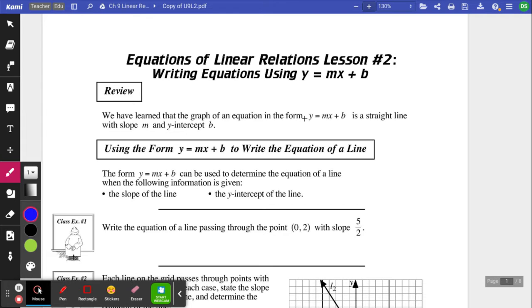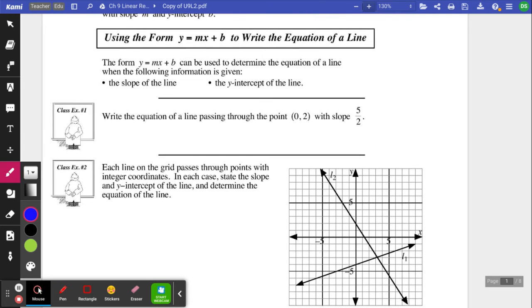Okay, here we go. This is a 5-minute lesson. We have learned that the graph of an equation in the form of y equals mx plus b is a straight line with the slope m and the y-intercept b. Correct? That we've learned many, many times. The form y equals mx plus b can be used to determine the equation of a line when the following information is given. If you're given the slope, if you're given the y-intercept, you just hammer it out. Very simple. Okay, so write the equation of a line passing through the point 0,2 with a slope of 5 halves. Ready?